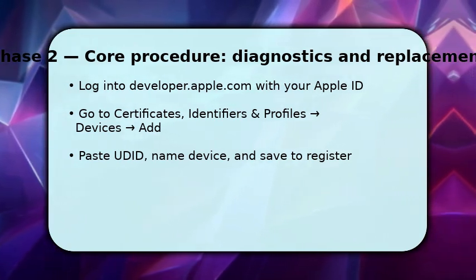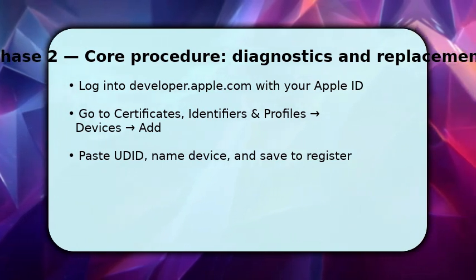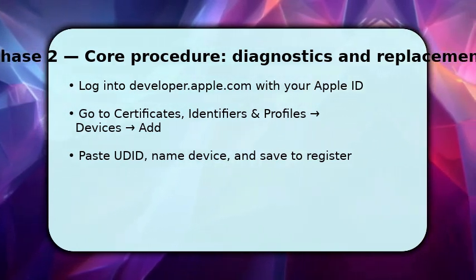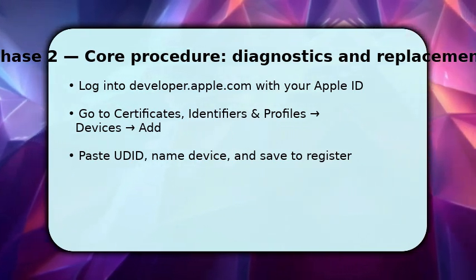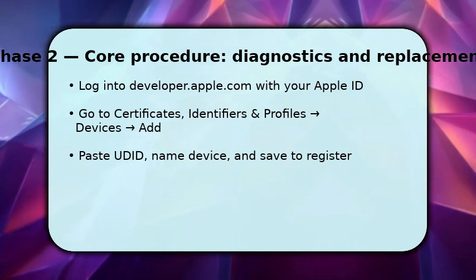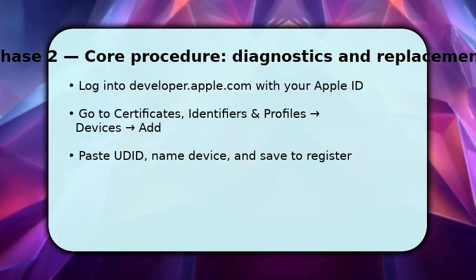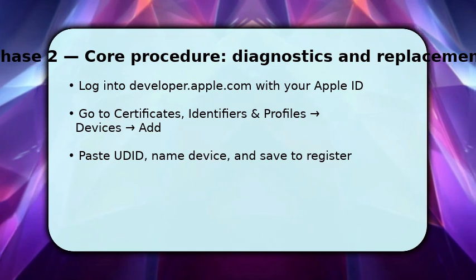Click Add, then pick the platform and paste the UDID you copied. Give the device a recognizable name, for example, John iPhone 14 Pro, so you can find it later. After you submit, the portal validates the format and registers the device. Once added, it becomes available for provisioning profiles. Make sure to update any relevant profiles to include this newly registered device.